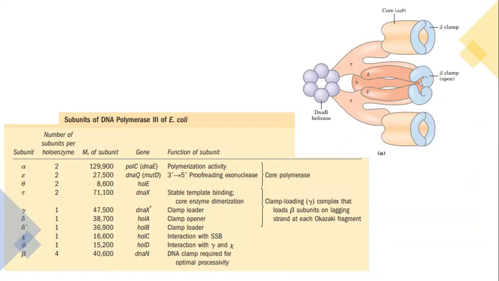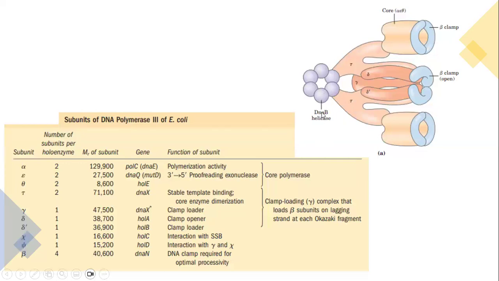Now, before we proceed into the details of elongation, we must first look at the different subunits of enzyme DNA polymerase 3 and their role before proceeding. So DNA polymerase works in close association with the helicase enzyme, which carries out unwinding of the DNA.